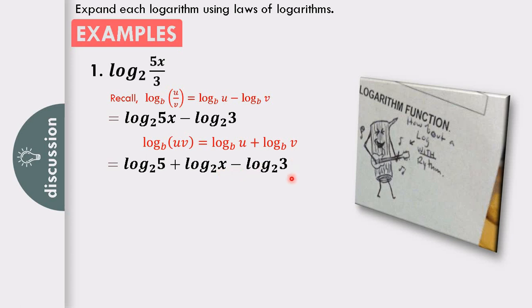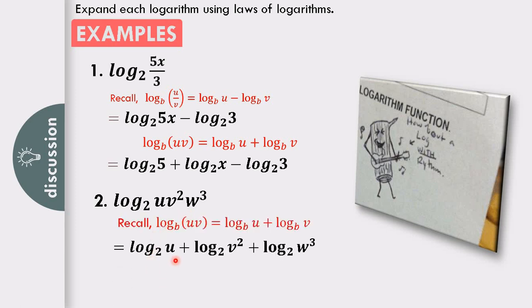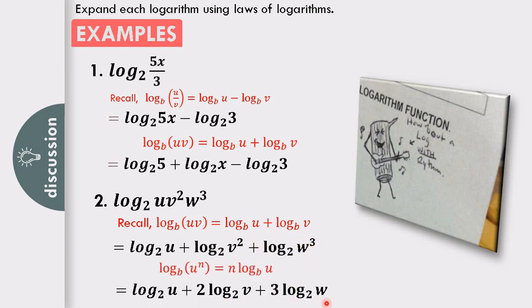Okay, so example number 2, we have logarithm of u multiplied by b squared multiplied by w cubed to the base 2. Since all variables in the argument are multiplied, we can expect addition. So we have logarithm of u to the base 2 plus logarithm of b squared to the base 2 plus logarithm of w cubed to the base 2. Then the exponents just bring down. So for b, we have 2 logarithm of b to the base 2, and for w, we have 3 logarithm of w to the base 2. Okay, so therefore, we have this final answer.